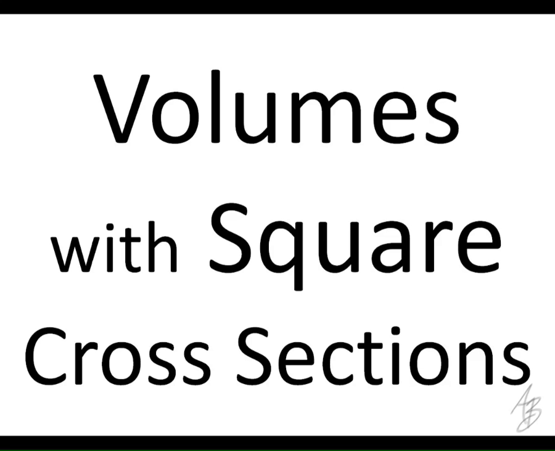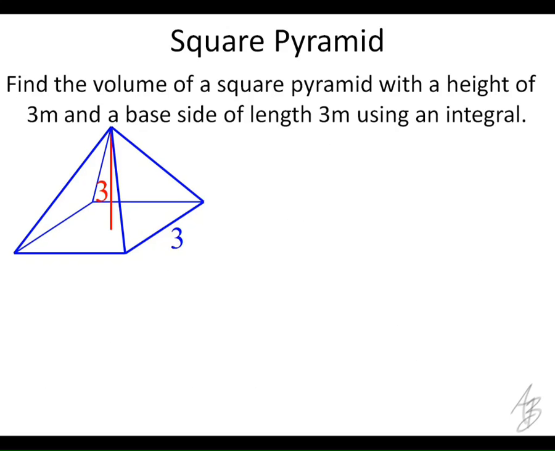So we're going to look at one example here where we have square cross-sections. And we're going to use this square pyramid example. So we want to find the volume of a square pyramid with a height of 3 meters and a base side length of 3 meters using an integral. So we're not going to use a geometric formula, but we're going to use an integral.